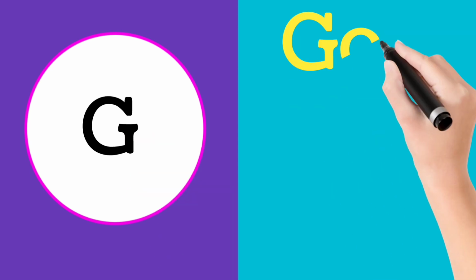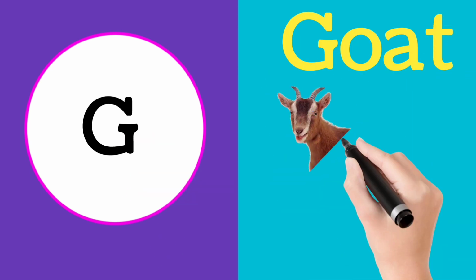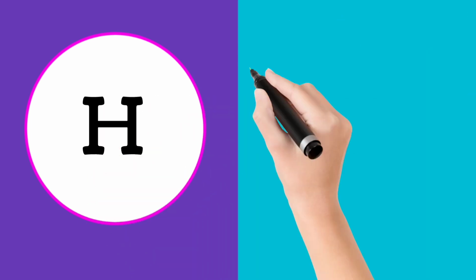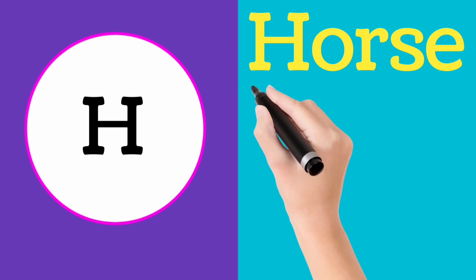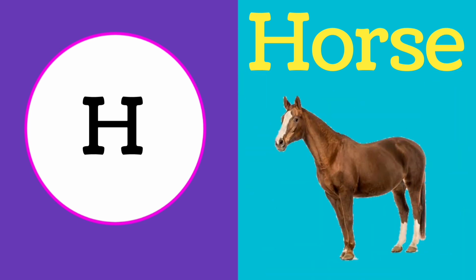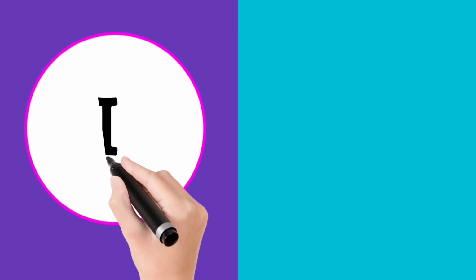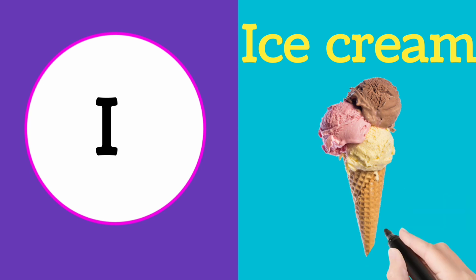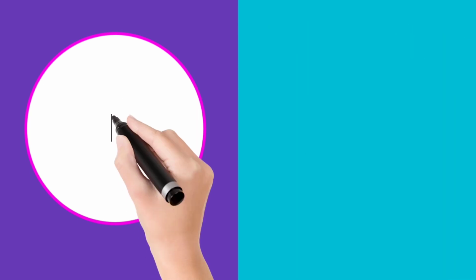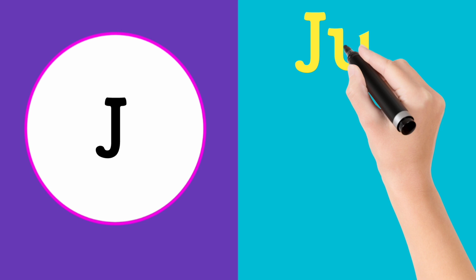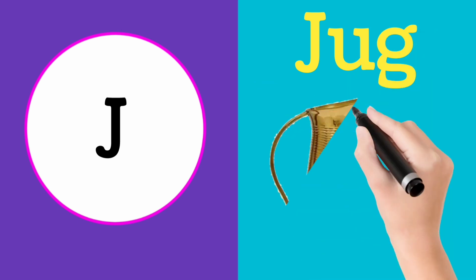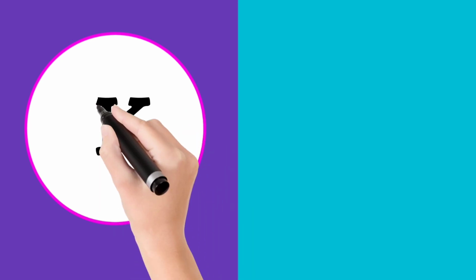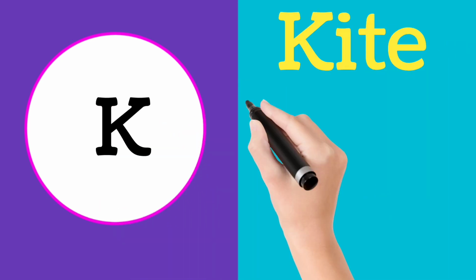G for goat. H for horse. I for ice cream. J for jug. K for kite.